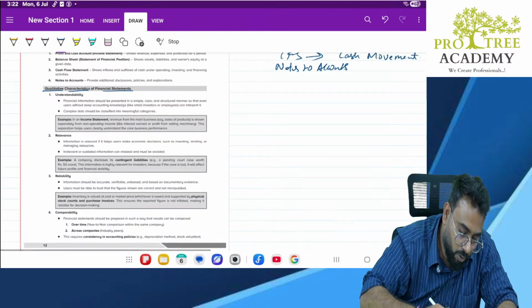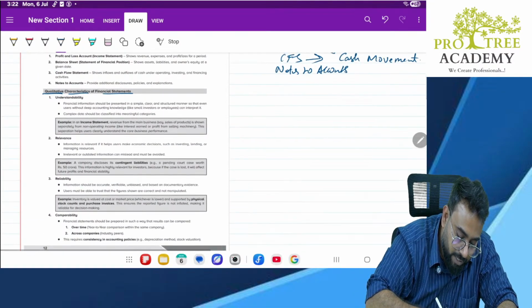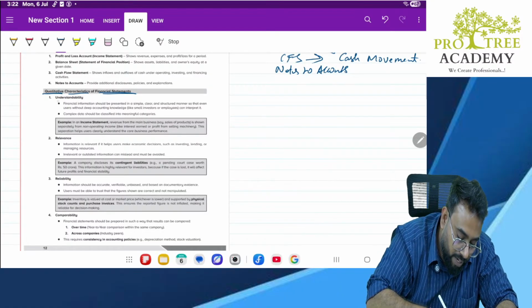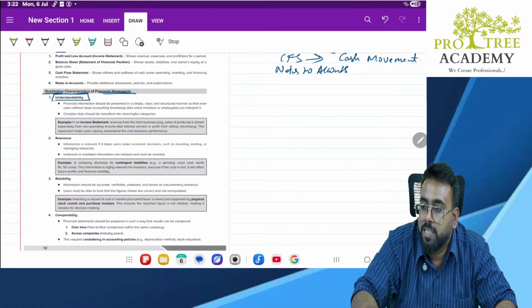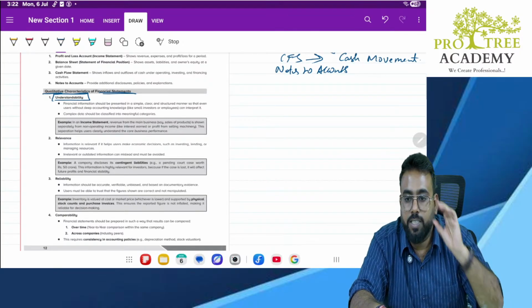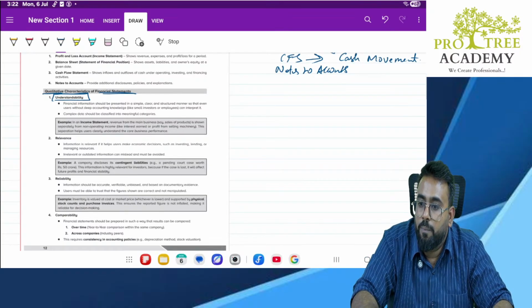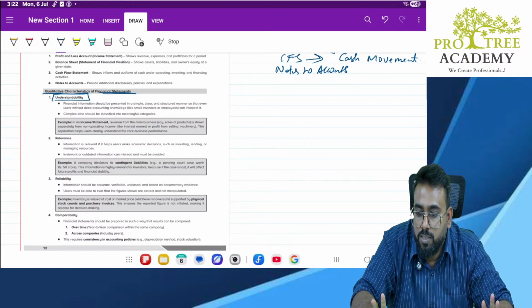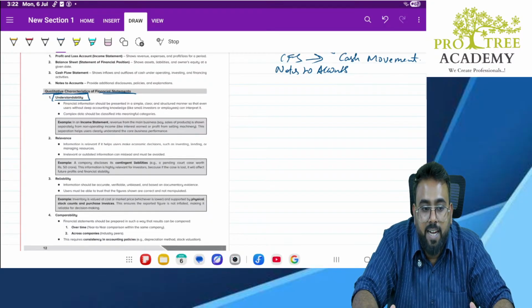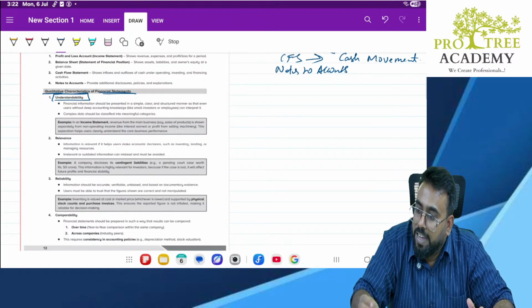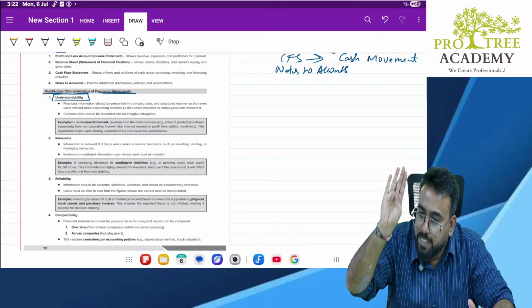Okay. Now coming to qualitative characteristics of financial statements. Now what are the characteristics of financial statements? One is understandability. The first concept is understandability. Sir, what is the meaning of understandability? See, your financial statement is prepared for whom, sir? For users. What are we providing to them? To understand how the business is going on. Correct or no? So your financial statement should be understandable.